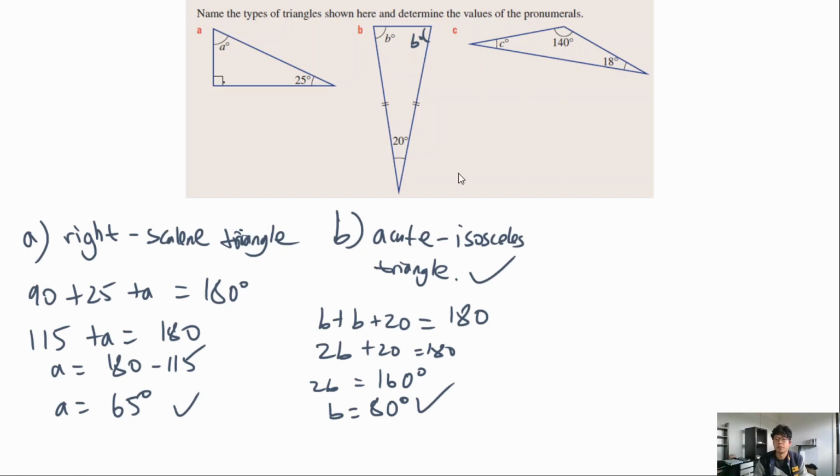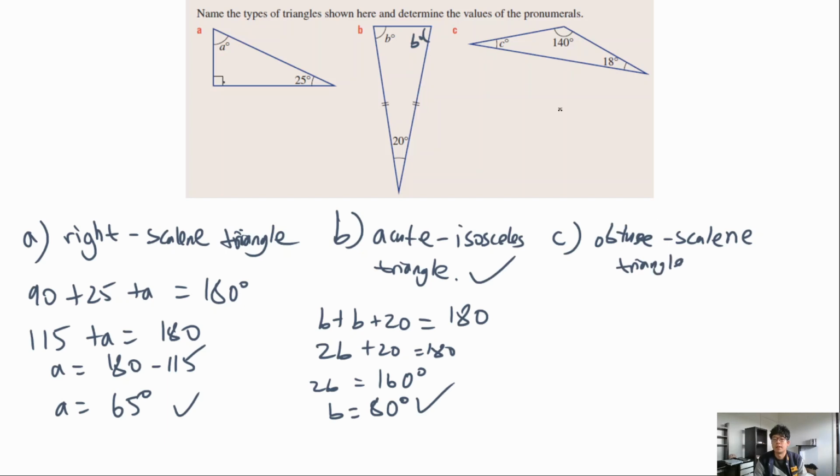Now moving on to the last question. This one is obtuse. Notice how that's bigger than 90 degrees, so we know that the first component is an obtuse triangle. Next, all the angle sizes are different here, and the side lengths are different because it doesn't have any markings to show that they are the same. So this one is a scalene triangle, so obtuse scalene triangle.